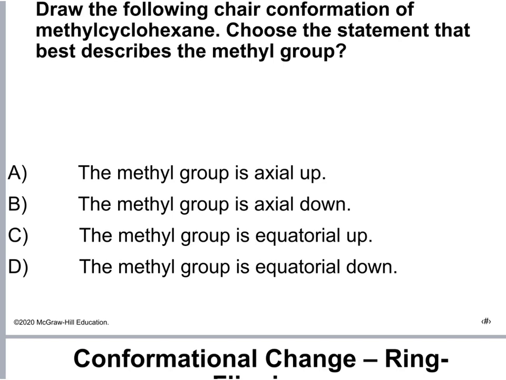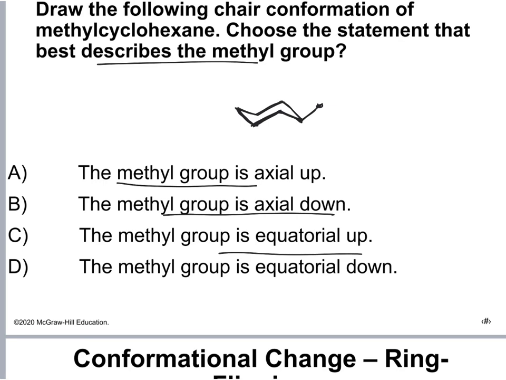Let's draw this structure here. Choose a statement that best describes the methyl group. The methyl group is axial up. The methyl group is axial down. The methyl group is equatorial up. The methyl group is equatorial down.